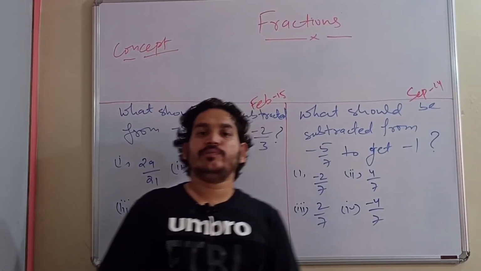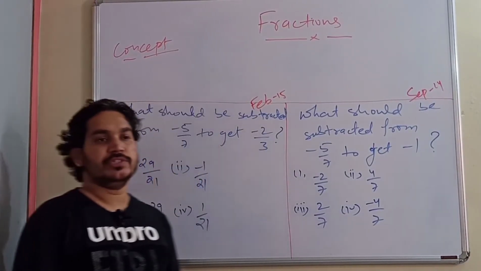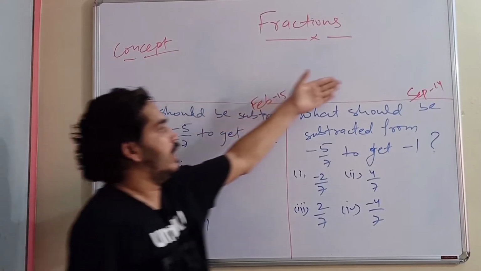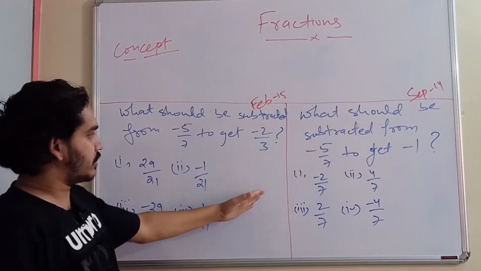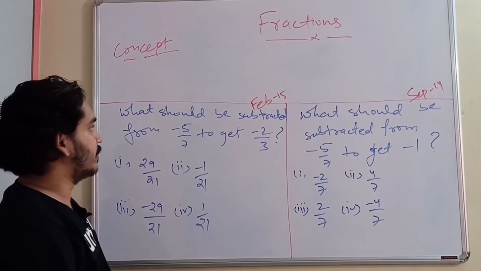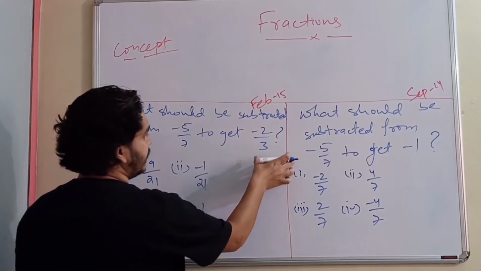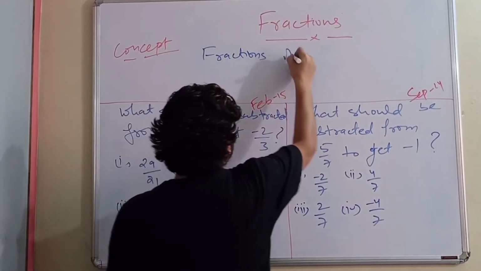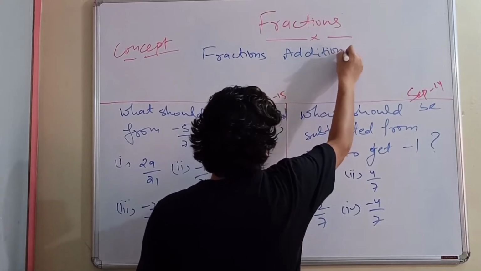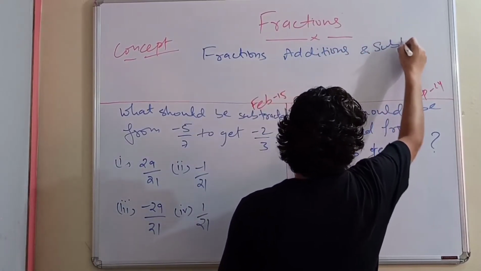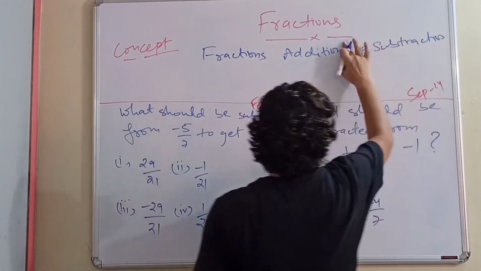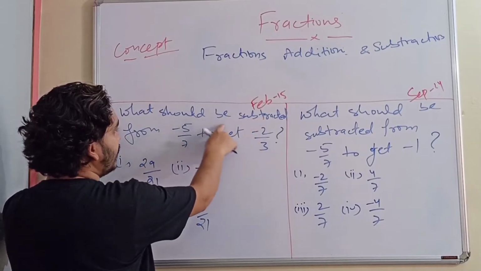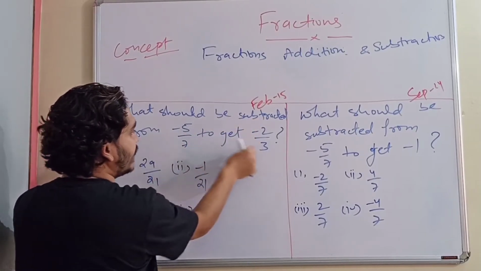Okay. Good morning, everyone. So today we'll see important previous year questions of fractions. These are the two important previous year questions which have come in Feb 15 and September 14. Let's see which topic these questions are based on, and we'll solve them after. These two questions are based on fractions, addition and subtraction. Now, what should be subtracted from this to get minus 2 by 3?